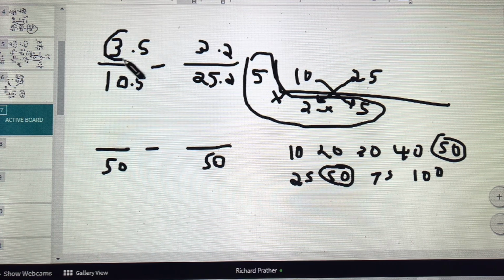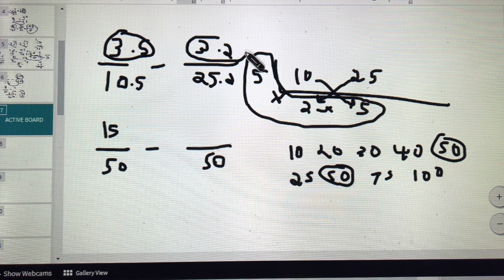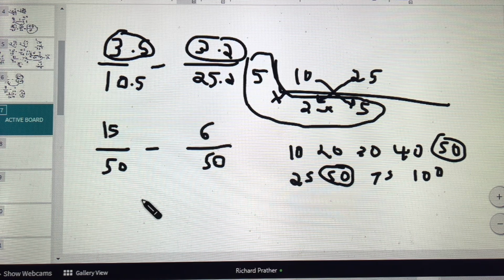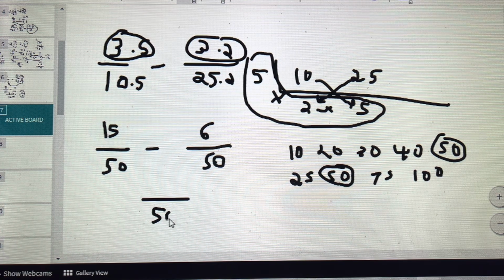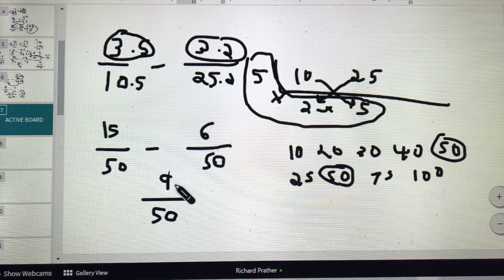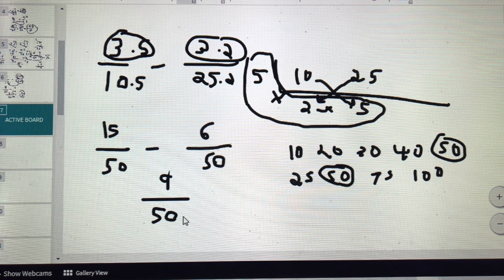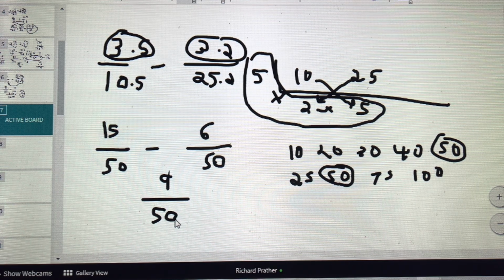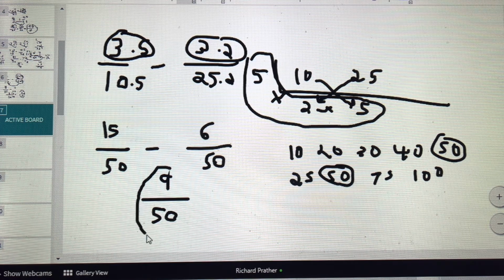So 3 times 5 makes 15 for the top. 3 times 2 makes 6 for the top, and then we already knew they were both 50s in the bottom. So the unreduced answer is over 50. 15 minus 6 is 9. 9 over 50. 9 only divides by 1, 9, and 3. Everything divides by 1. All we need to know is, does 50 divide by 3 or 9? No, it doesn't. So then this is fully reduced.